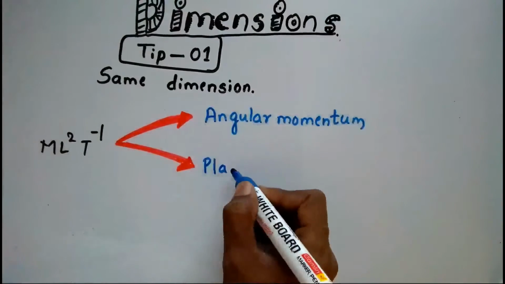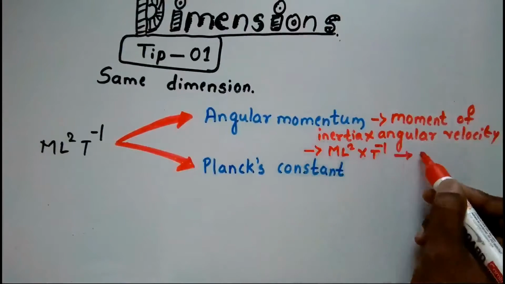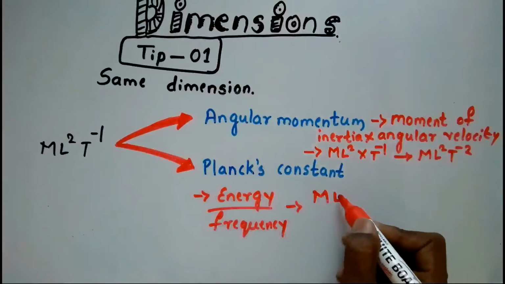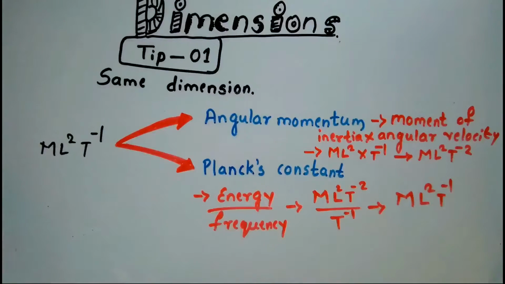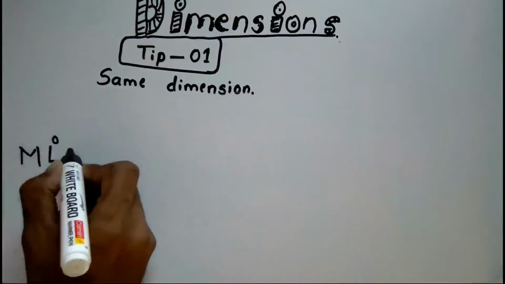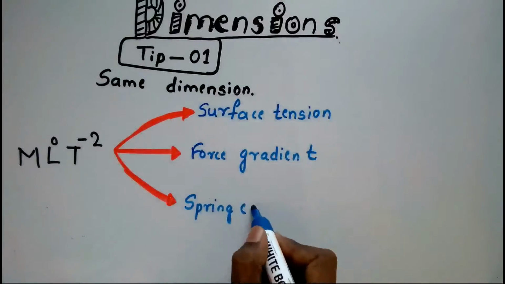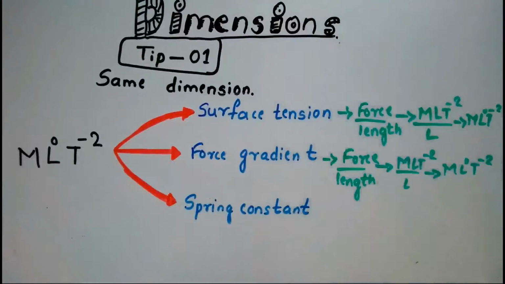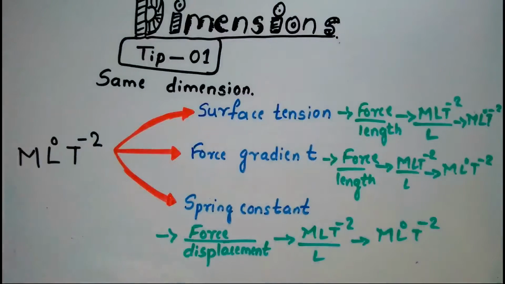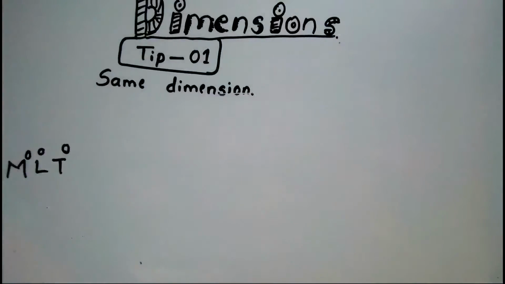M L^2 T^-1, that is angular momentum, moment of inertia, and angular velocity. And Planck's constant, that is joule second or energy per frequency. And M L^0 T^-2, surface tension, that is force per length, and force gradient is also force per distance or force per length. And spring constant, that is K equals F by x, force divided by distance.